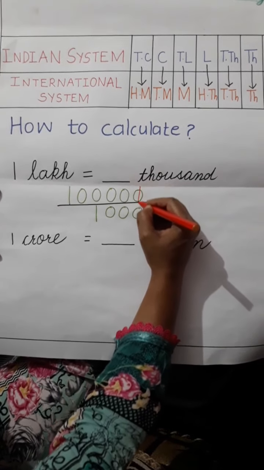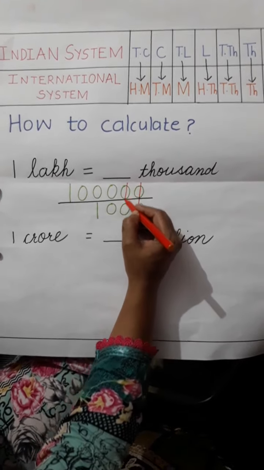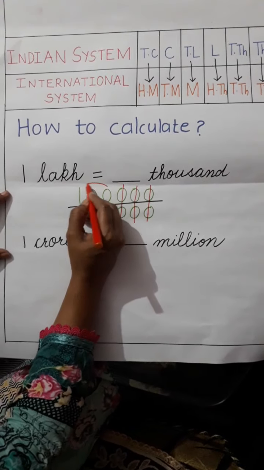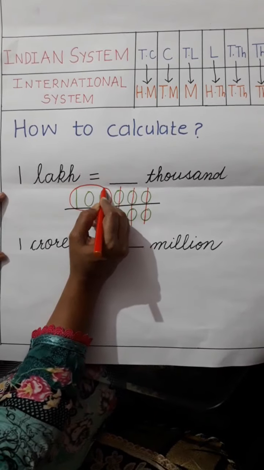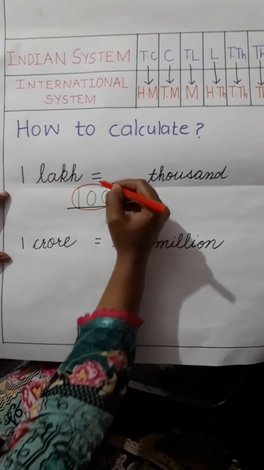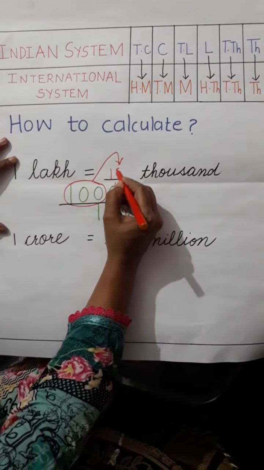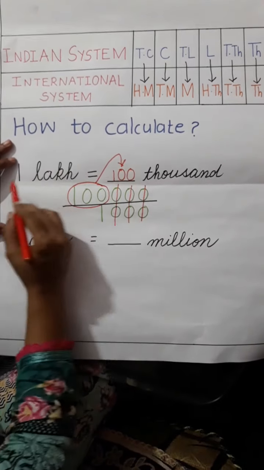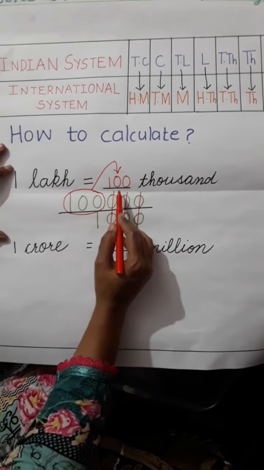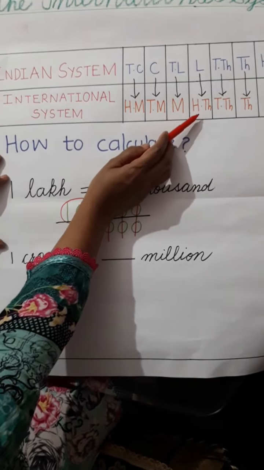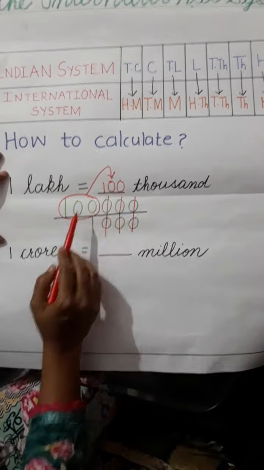Look here. This is gone. This is gone. This is gone. So what am I left with here? I am left with only 100. And that is why I am supposed to write here 100. So 1 lakh is equal to how much? 100,000. See here, 1 lakh is equal to 100,000. Is it correct? Isn't it?